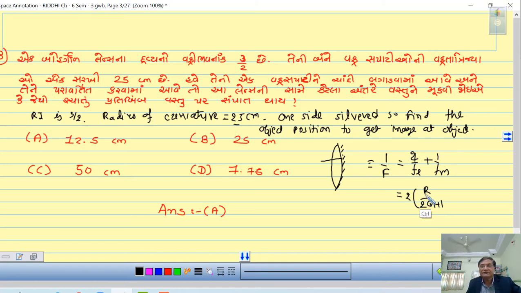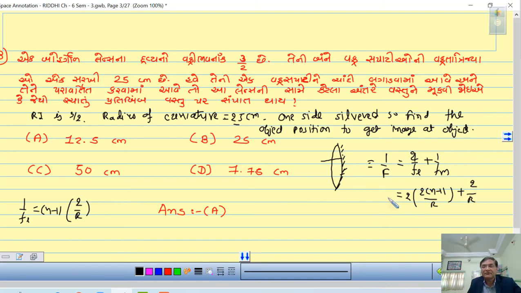Sorry, 1/fl. I wrote it correctly. The formula is 1/fl is equal to (n-1)(1/r minus 1/r2), it becomes 2/r. So this is nothing but 2 times (n-1)/r. And for the mirror it is r/2, you must remember that.